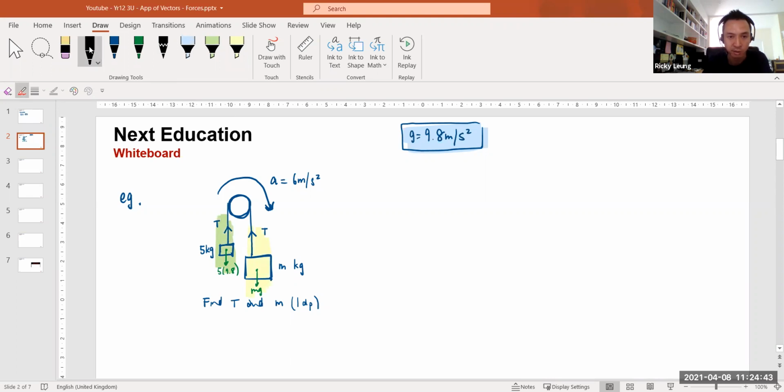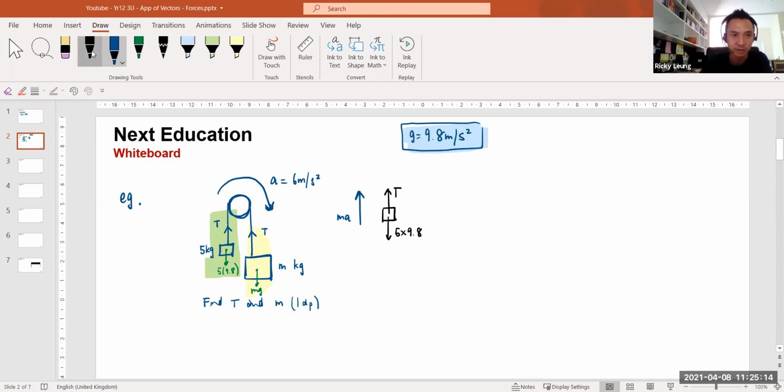Now, in the first mass, let me decompose that. The first mass looks like this. There is a tension T on top, and there is a gravity force of 5 multiplied by 9.8. And I know there is a resultant force dragging it upwards at an acceleration of 6, which is ma, where the acceleration is 6 and the mass is 5.